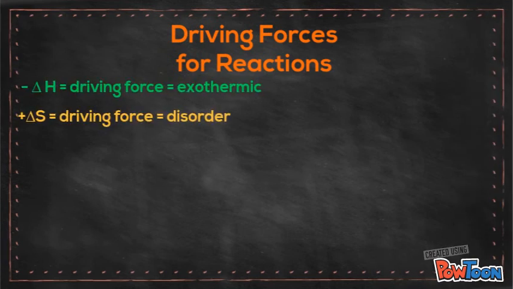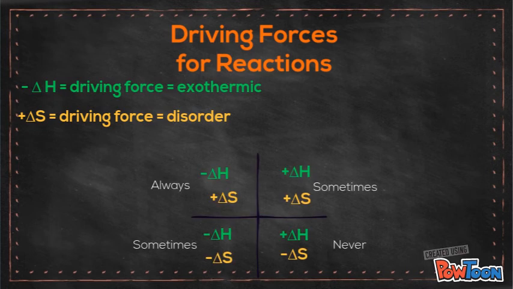Negative enthalpy or exothermic reactions are driving forces, while endothermic reactions are anti-driving forces. Positive entropy is a driving force for reactions, while negative entropy is an anti-driving force. We can see in this graph the different possibilities for reactions. If both driving forces are present, the reaction will always happen. If neither forces are present, the reaction will never happen.